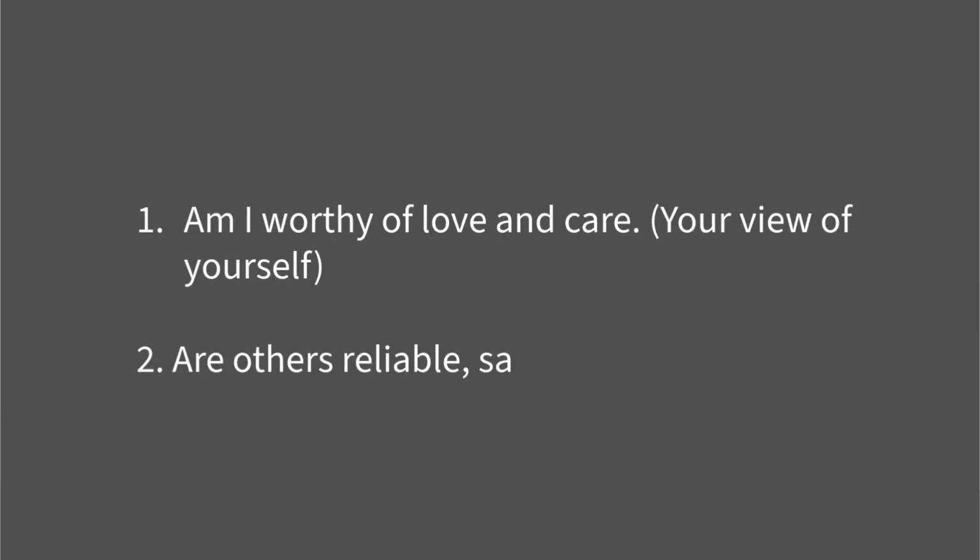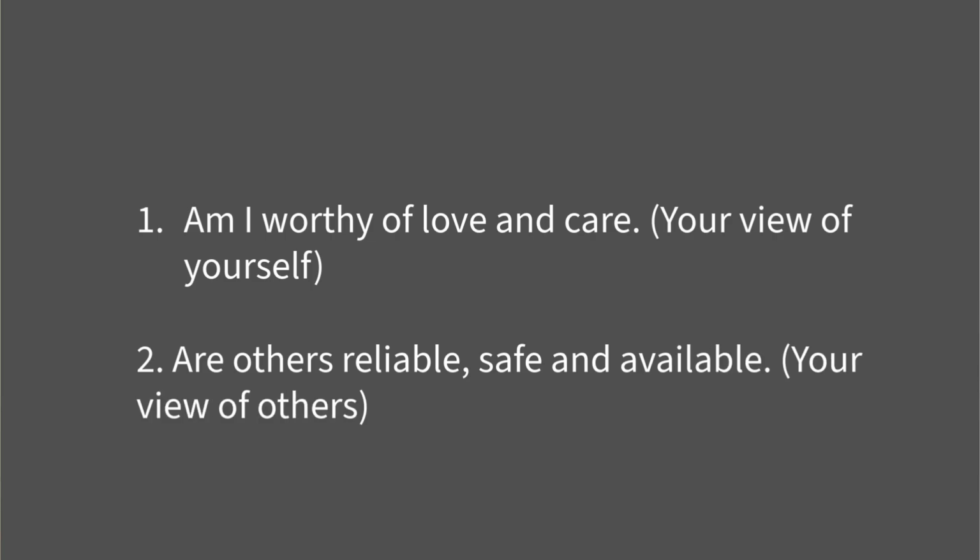The core of attachment theory is the concept of the internal working model. As a child, you subconsciously answered two primary questions based on how your caregiver responded to your needs. Question number one: am I worthy of love and care? Your view of yourself. Question number two: are others reliable, safe, and available? Your view of everyone else. The answers to these questions became the filter through which you view every future intimate relationship. And your adult attachment style is simply that childhood survival strategy playing out on a bigger stage.